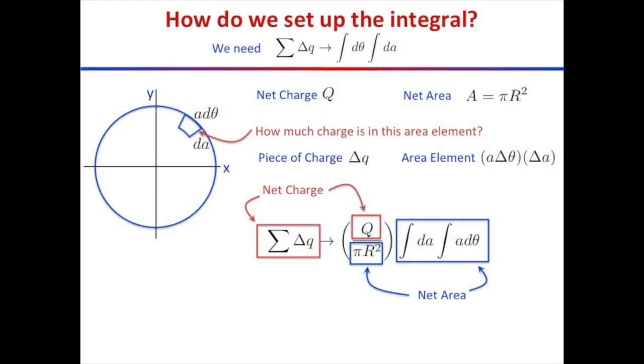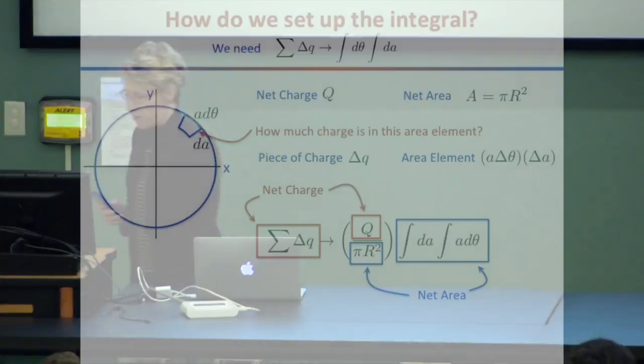Okay, all right, so now we know how to set this up. The point of this slide was to convince you that the way to do this is to say that the sum over the delta q's is total charge over total area times integral d theta a dA. Now, the next thing we need to do is just integrate over that whole disk.